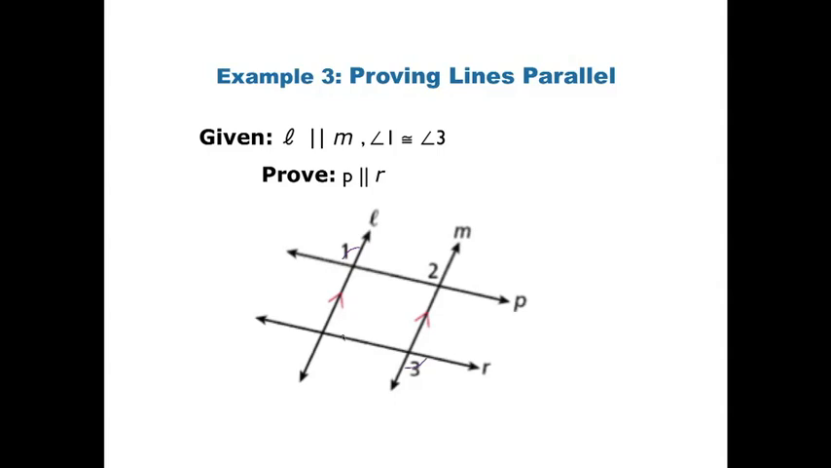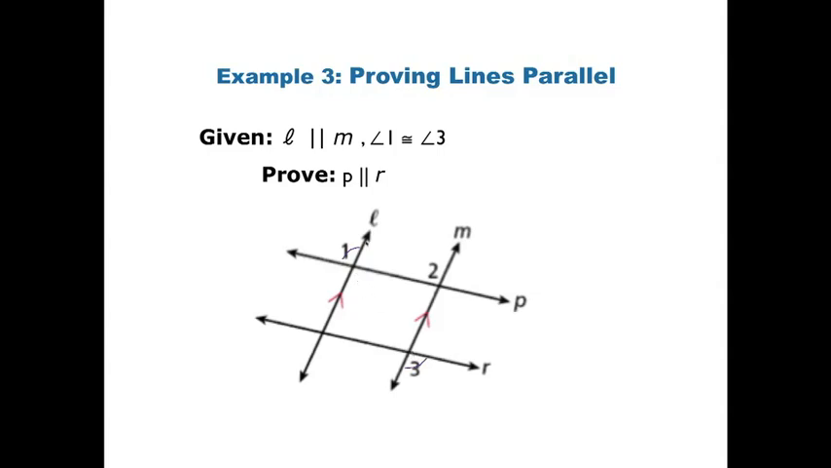The obvious relationship is if I can show that angle 2 and angle 3 are congruent, then what I have shown is alternate exterior angles are congruent, so lines P and R could then be parallel by the alternate exterior angles theorem converse. So I'm going to use angle 2 as kind of my bridge between angle 1 and 3 being congruent in order to prove that lines P and R are parallel.